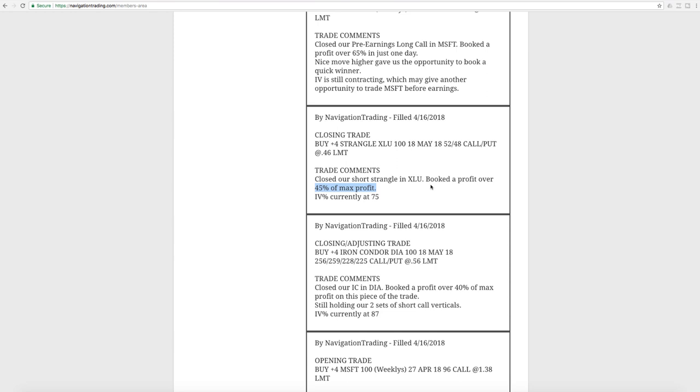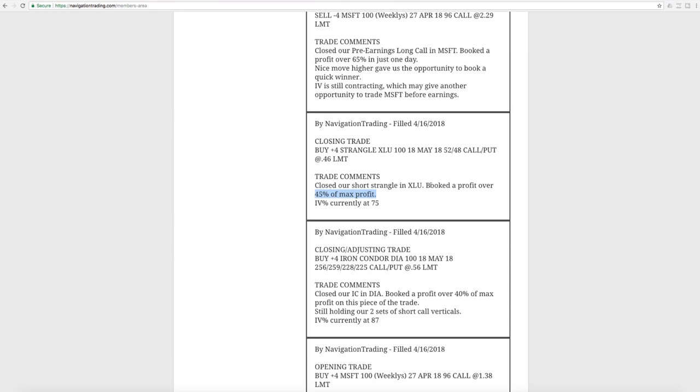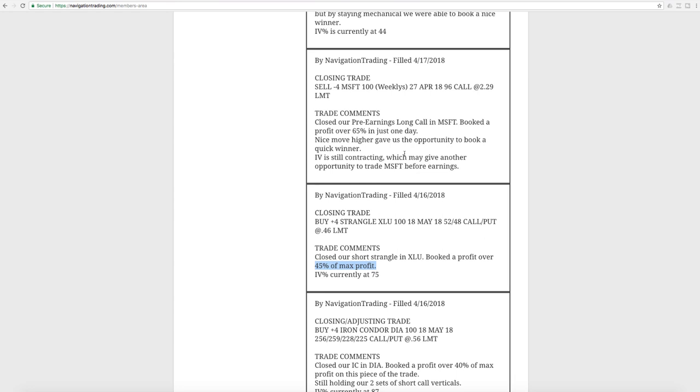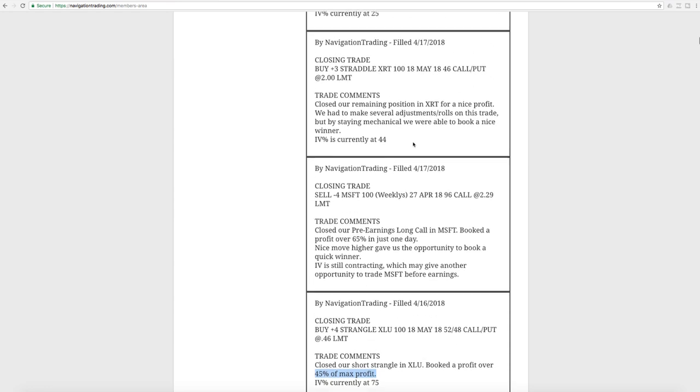So early in the week, when we had some upside movement in the market, we saw implied volatility really contract, so we were able to book some winners. Premium kind of got sucked out of a lot of things very nicely, so that was good. Here's the Microsoft closing trade.